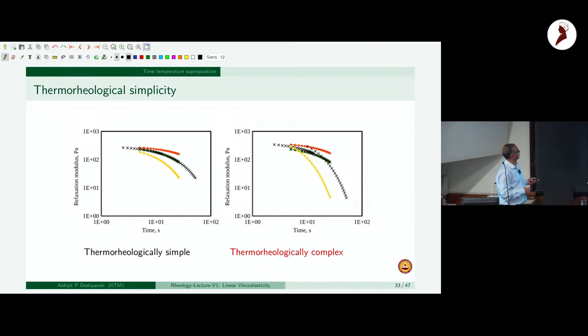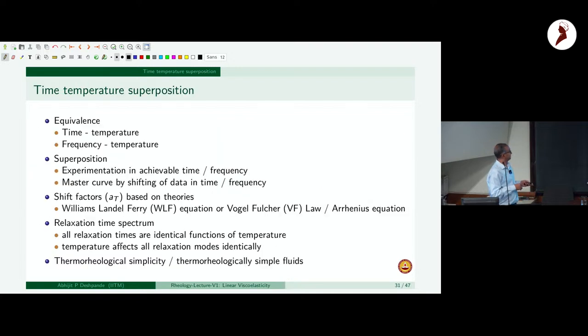In terms of terminology, whenever we see this master curve formation, it's called a thermorheologically simple fluid. And the key feature there is basically that temperature affects all relaxation modes identically.